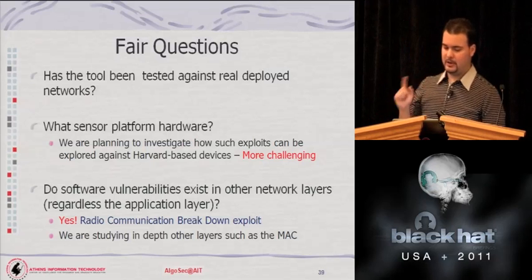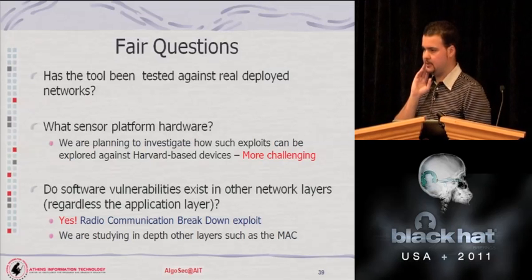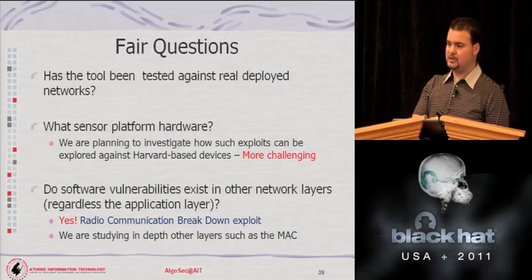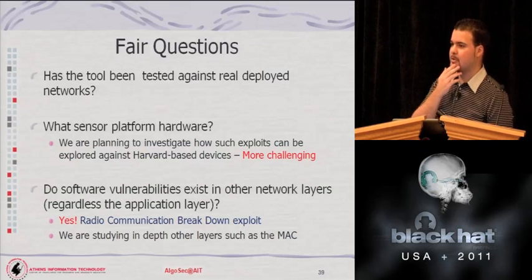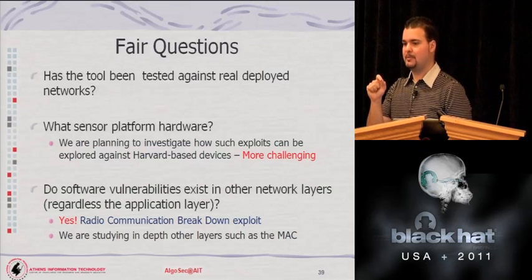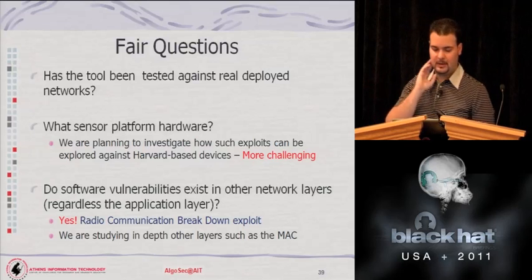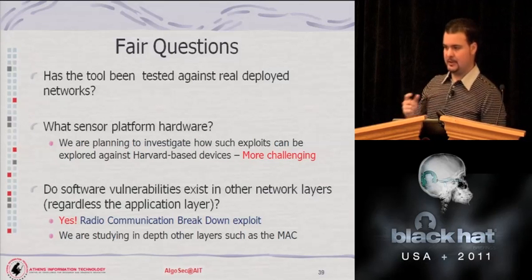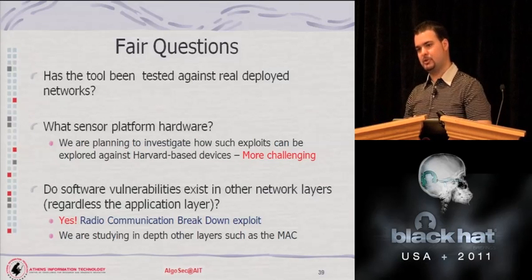Finally, do software vulnerabilities exist in other network layers? Yes, the radio communication breakdown exploit is the proof, because we have used this data variable, the b-shutdown request. We are studying other layers such as the MAC, because we wish to be independent from the application layer, which is the code written by the user.